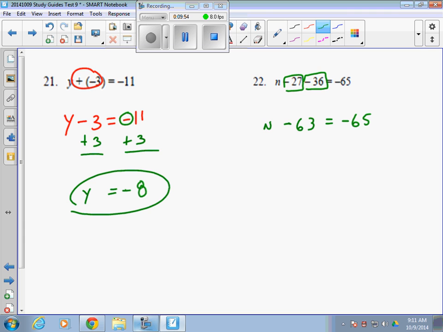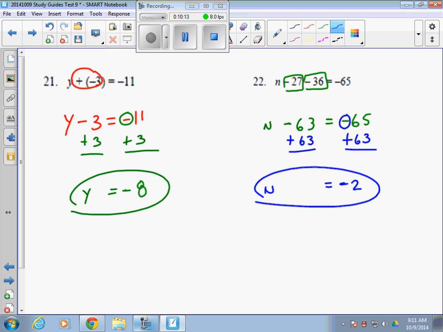Then cancel out minus 63 by adding it. You add it to the left, add it to the right. Opposite signs this time, subtract them. N is equal to 65 minus 63, which is 2. Then keep the sign of the larger absolute value. N equals negative 2.